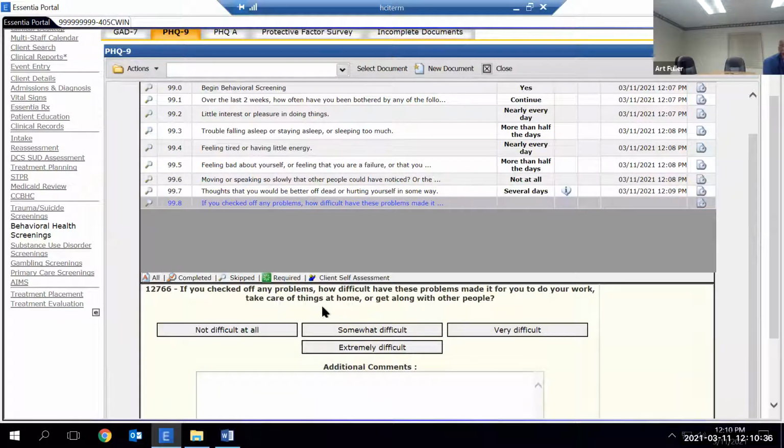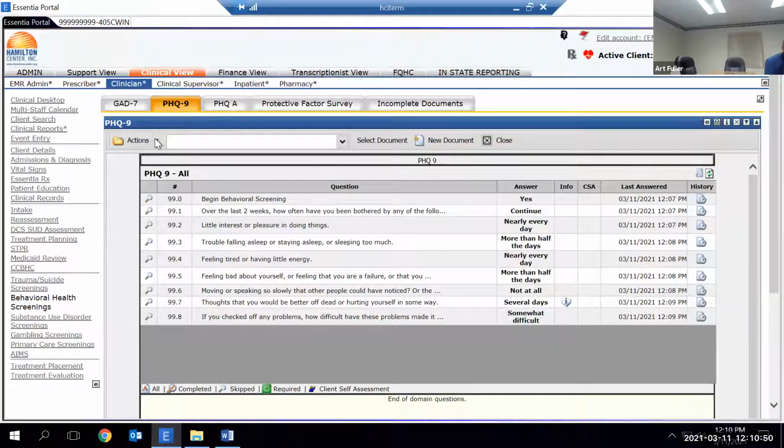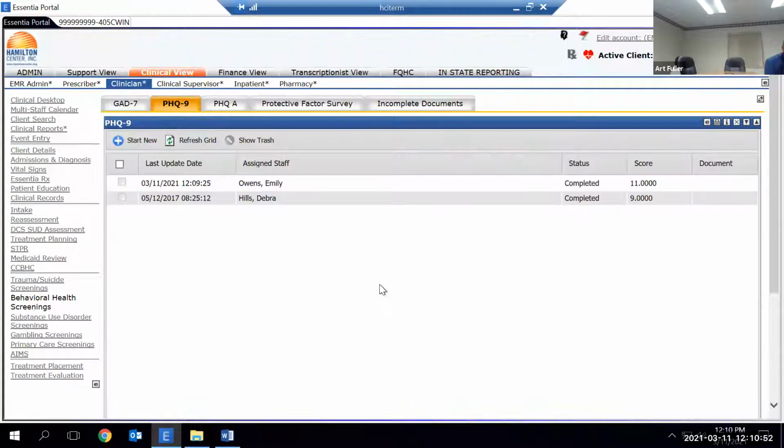If they checked any of these problems, how difficult has it been for Tim to take care of things at home or to get along with other people? And he said it's somewhat difficult. And that's the PHQ. When you're done with that, you complete an update master. And it looks like Tim scored an 11. So he's right in the middle range of mild to moderate. Well, it would be moderate going to severe depression based on this score. And we'll see on the document, it will give you that range. So that's the GAD and that's the PHQ.